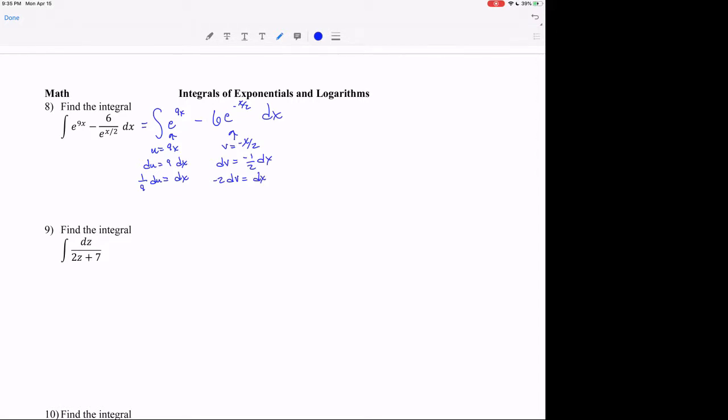All right, so you have two different sets of u substitution. You're going to solve this one side and this one side as two different integrals. So you're going to have this equal the integral of 1/9 e to the u du minus the integral of 6 e to the v times minus 2 dv.